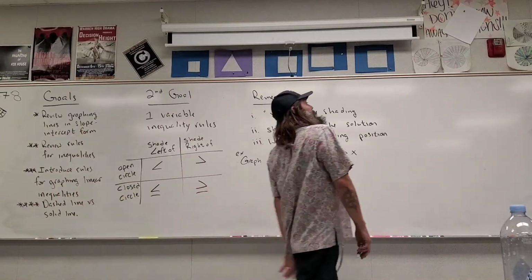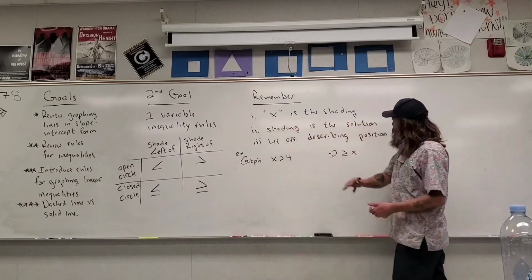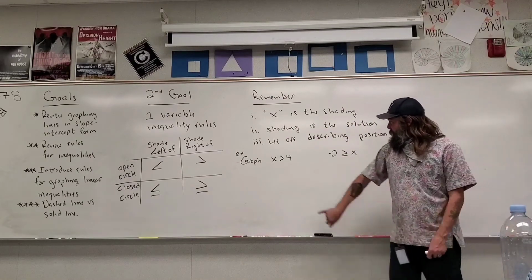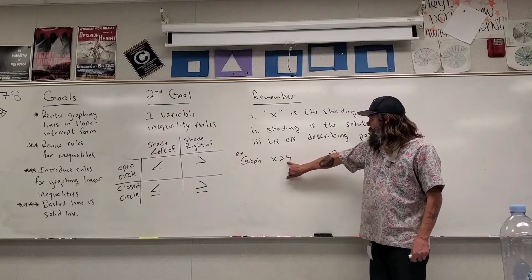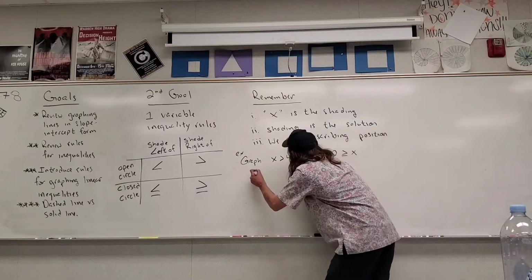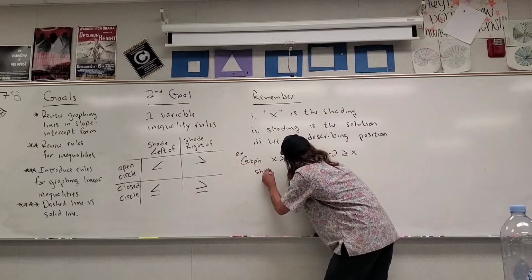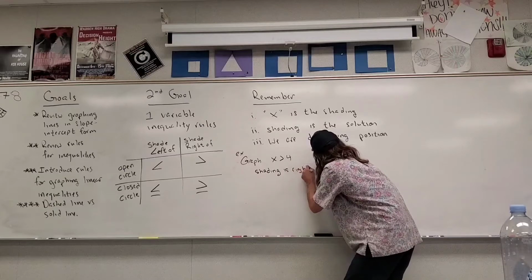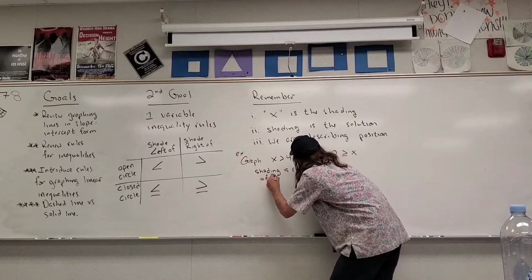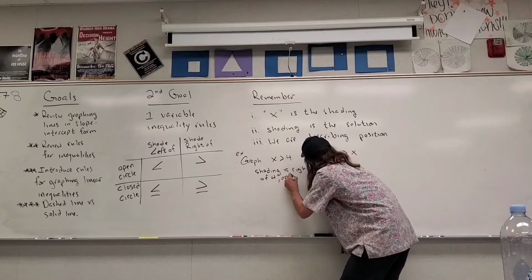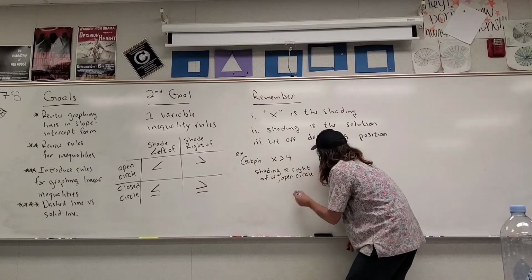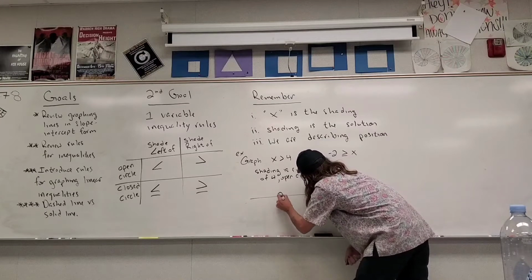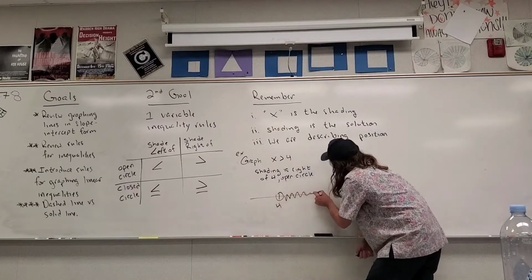And let's remember a couple things here. When I say X, that's the shading. The shading is the solution, and we are describing position, right? So this means to me the shading is right of 4, open circle. So if I was to graph this, it would look like this. An open circle at 4, and I shade to the right.